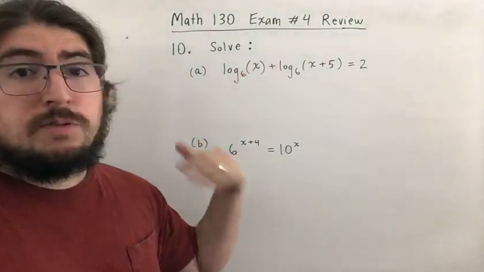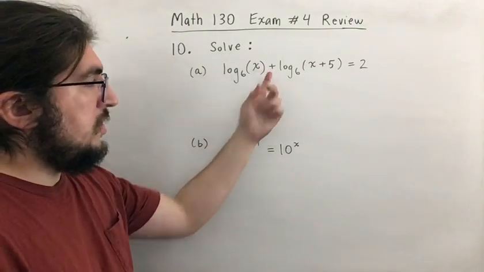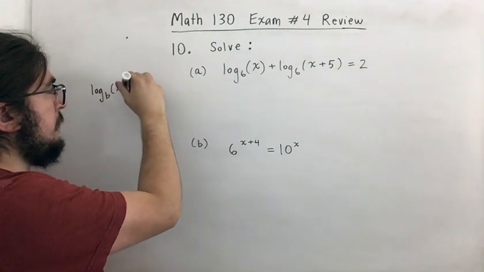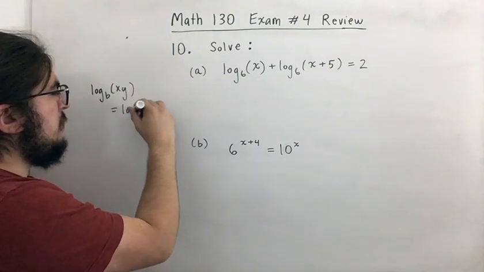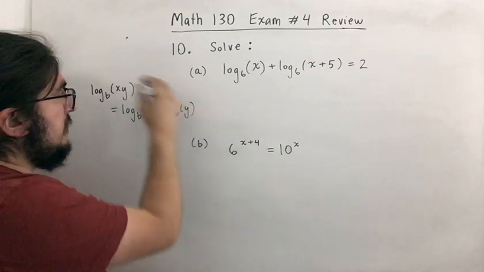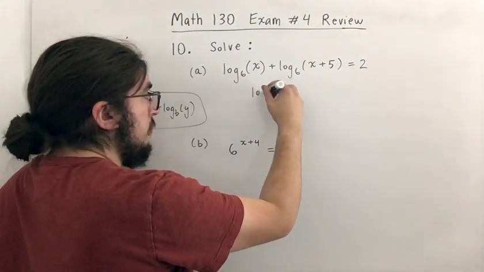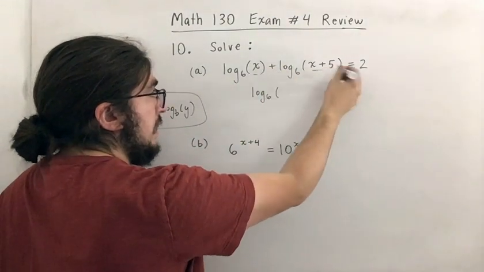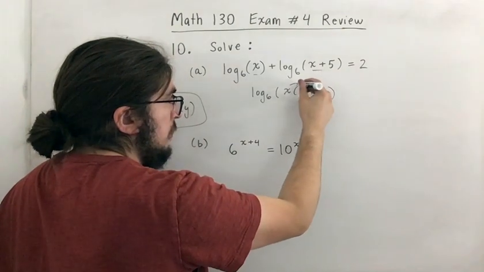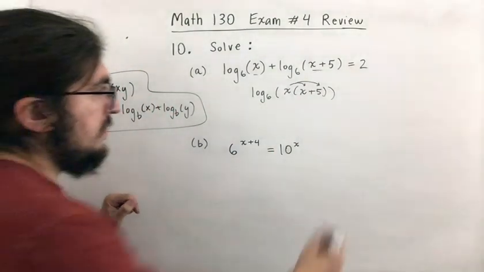Now here I need to use the product rule, which I kind of mentioned earlier, but I didn't actually show what it was. And it's because we have an addition. So what the product rule says for logarithms is that if you have log base b of a product x times y, this is equal to log base b of x plus log base b of y. So because we have this plus here, we can combine these into a single logarithm by multiplying the insides, x and x plus 5. So like this. Now if you distribute this, you get x squared plus 5x, which I'll do in a moment, but right now I think it's okay. Okay, and we have equal to 2.